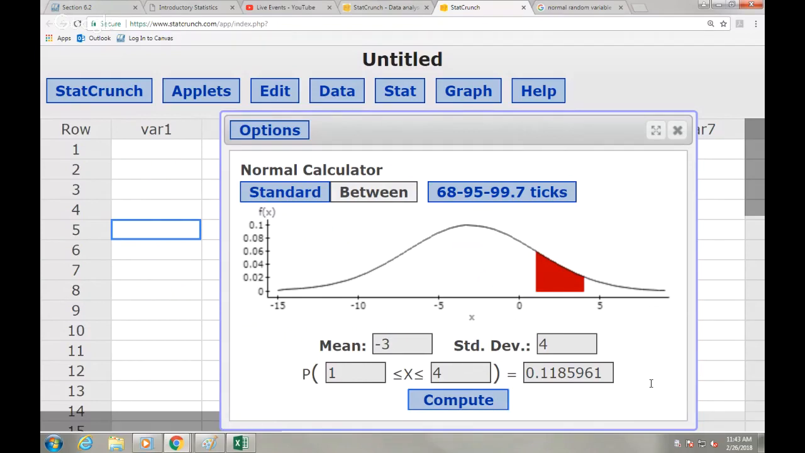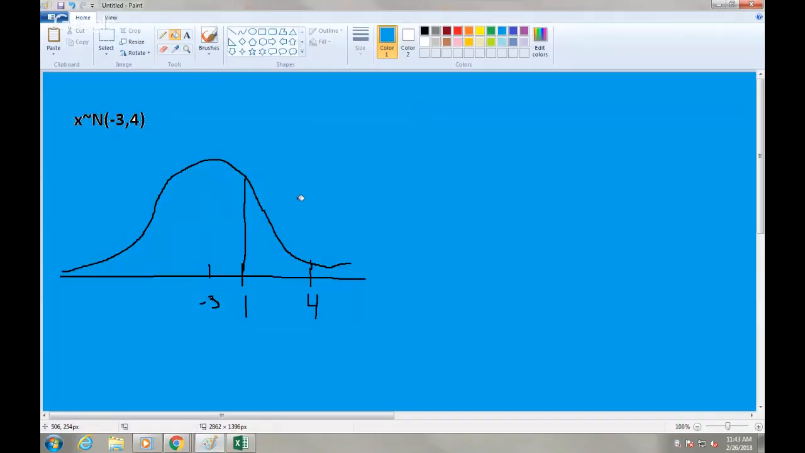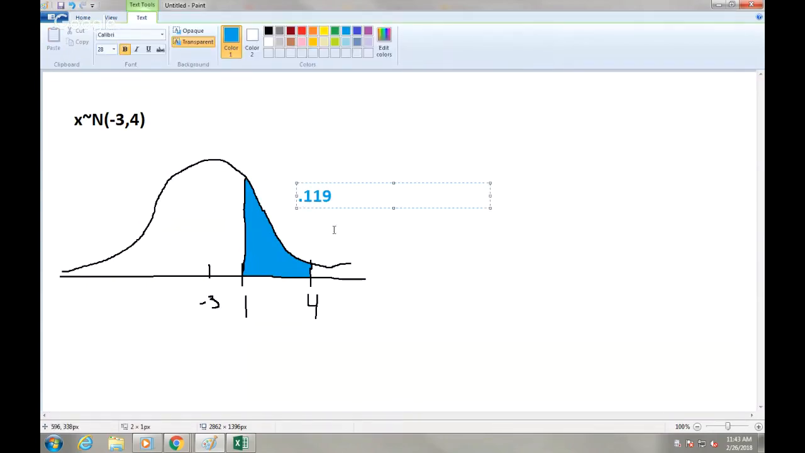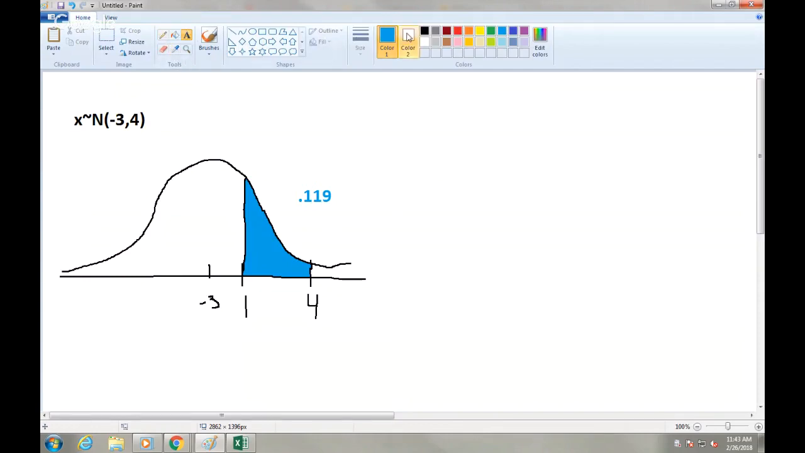Okay, so there's that area we've got. Here we go. 0.119. And we will change this to black and draw a little arrow into the region to depict that I'm showing an area of a region, not a value of x. So 1 and 4 and -3 are values of the variable. 0.119 is the area of this region, or the probability of x being between 1 and 4.